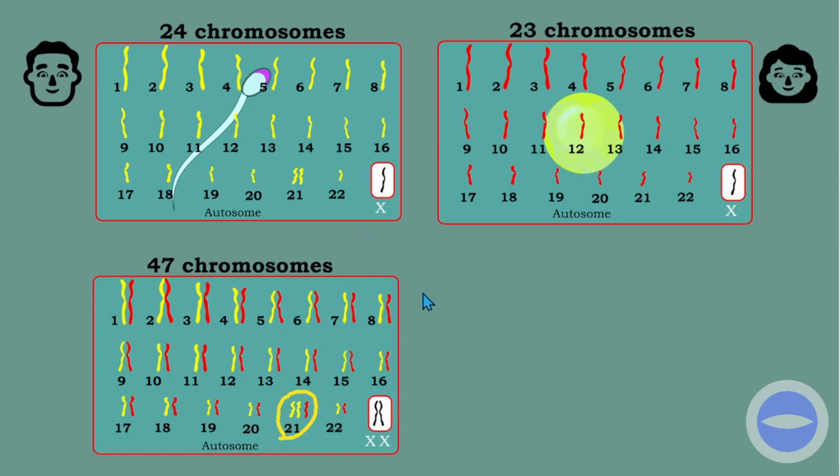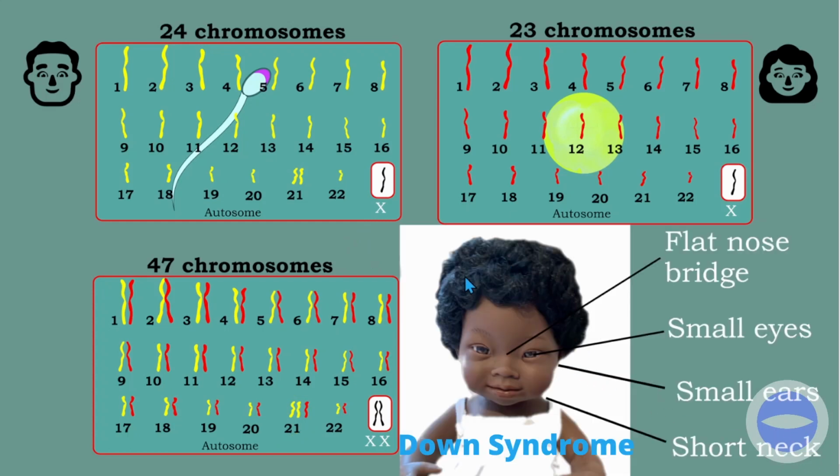So Down syndrome is a condition of people who, like, here I show you this doll. People with Down syndrome have a flat nose bridge. So this bridge here between their eyes is almost flat, sometimes even flat, and they have small eyes and small ears. Even their nose, sometimes you find it small, and they have very short necks. So these are the people with Down syndrome or trisomy 21.